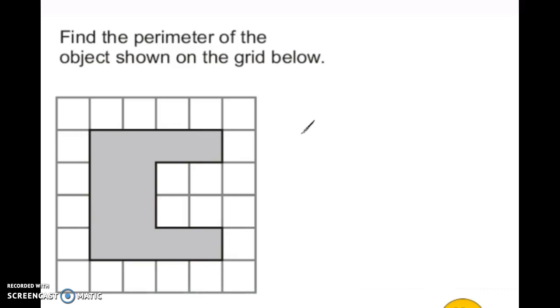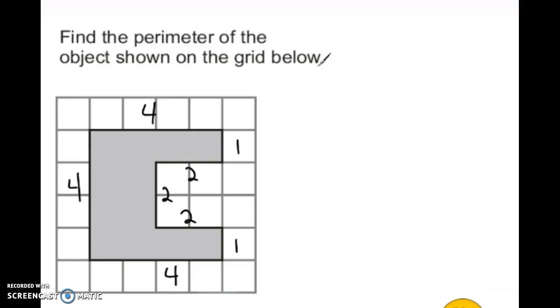Another way to calculate the perimeter of the shape would just be to figure out what the length is of each side and then add all of those sides together. This side right here has a length of 4, this side has a length of 1, this side here has a length of 2, this side has a length of 2 as well, this side has a length of 2, this side has a length of 1, this side has a length of 4, and this side also has a length of 4.